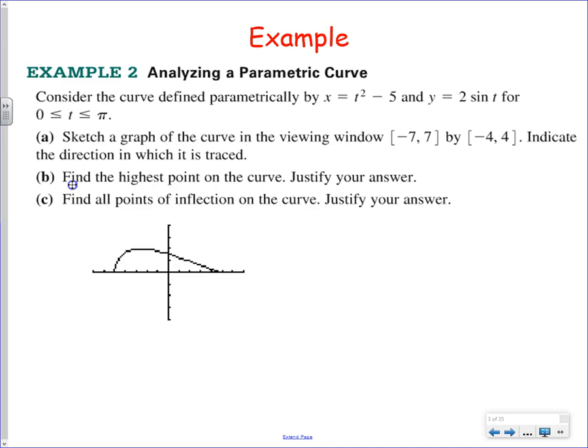Did you change your t min, t max to 0 and pi? That's what I changed. Back in your window, above the x min, x max, change your t min, t max, 0 to pi.